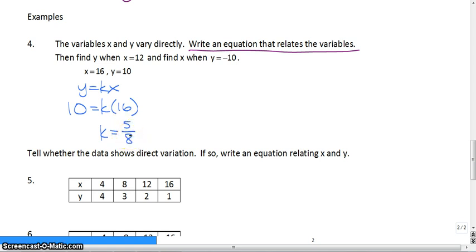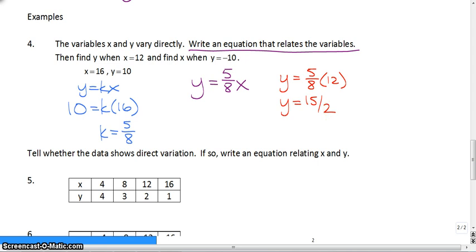It says write the equation. So our equation is y equals 5/8 x. That's the equation that relates the variables. So now all you have to do is use your direct variation equation to find the next two parts. It says find y when x is 12. That's just y is equal to 5/8 times 12. So for that part, y is going to equal 15/2.